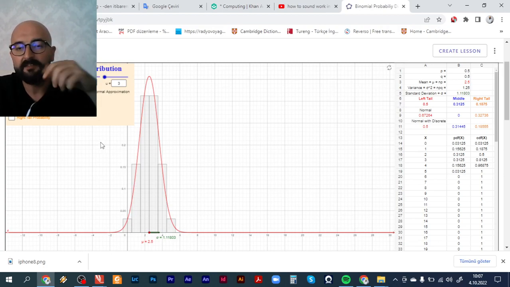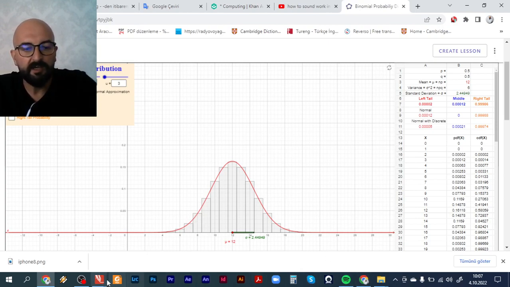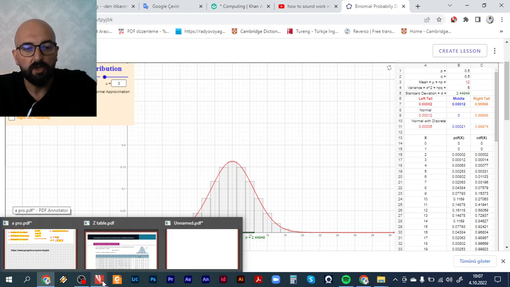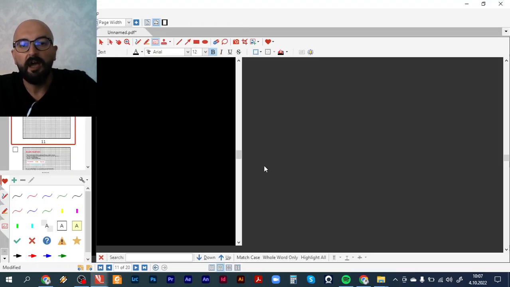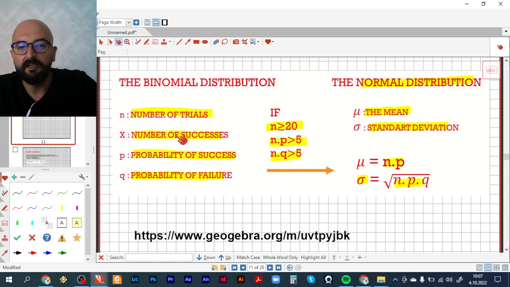If you increase the number of trials, your curve approximates a normal distribution. Okay, now we learned how the binomial distribution can be approximated by a normal distribution.